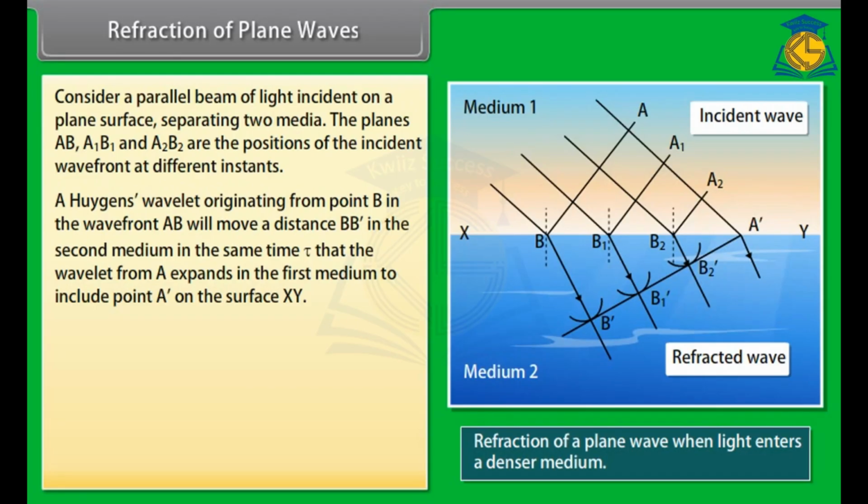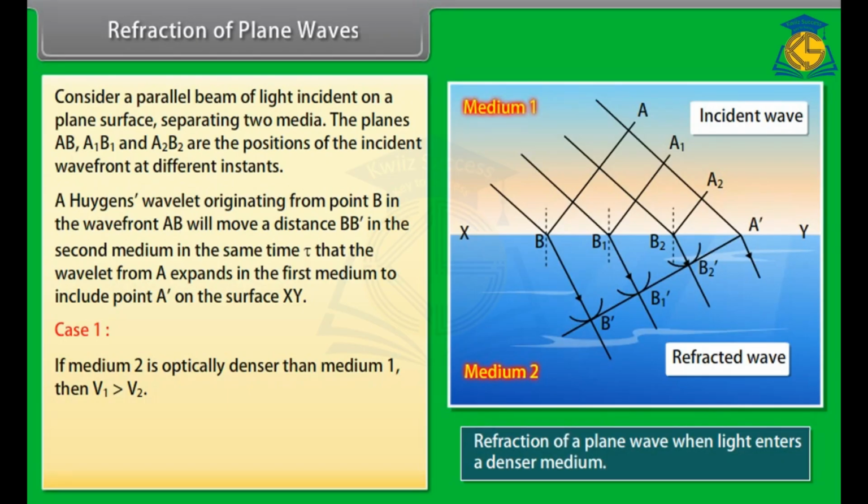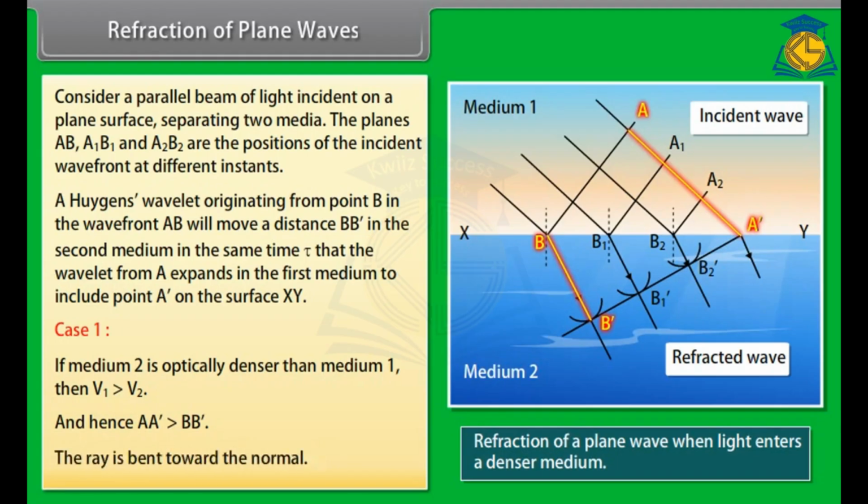Since the two wavelets with radii A' and B' are not in the same medium, they move with different speeds, say v1 and v2 respectively. Case 1. If medium 2 is optically denser than medium 1, then v1 is greater than v2 and hence A' is greater than B'. The ray is bent towards the normal.